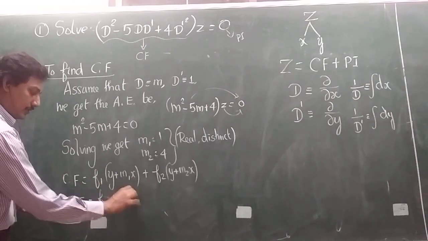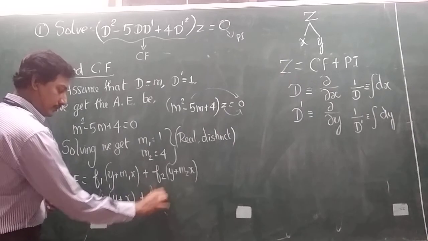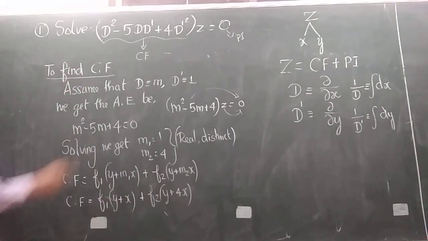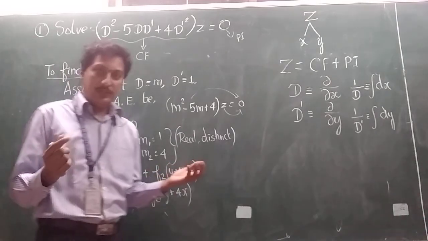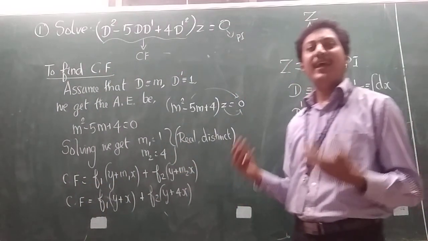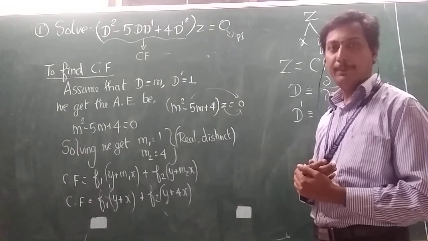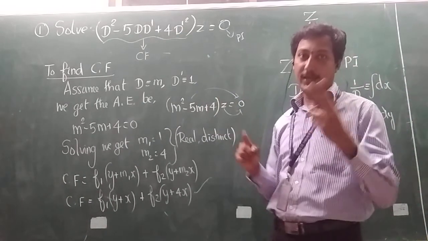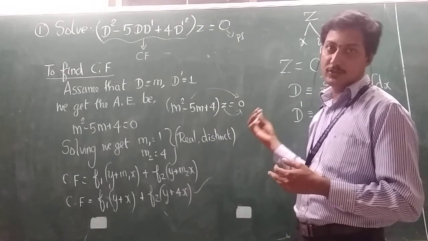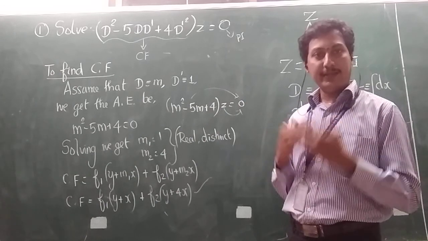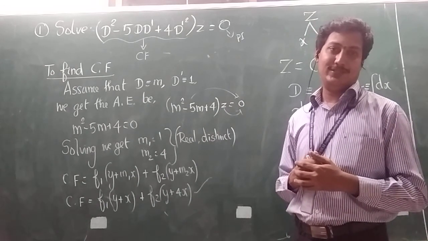Is that right, sir? Okay. What about the particular integral? In this case, the right hand side is 0, so there is no need to find the particular integral. The complementary function itself acts as the complete solution. So this is the answer. Once again, the given equation is second order and the right hand side is 0, so no need to find the PI. The complementary function acts itself as the complete solution.